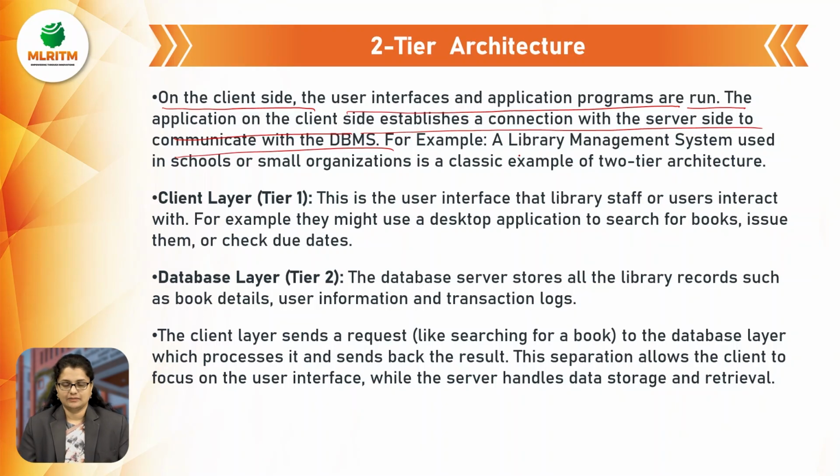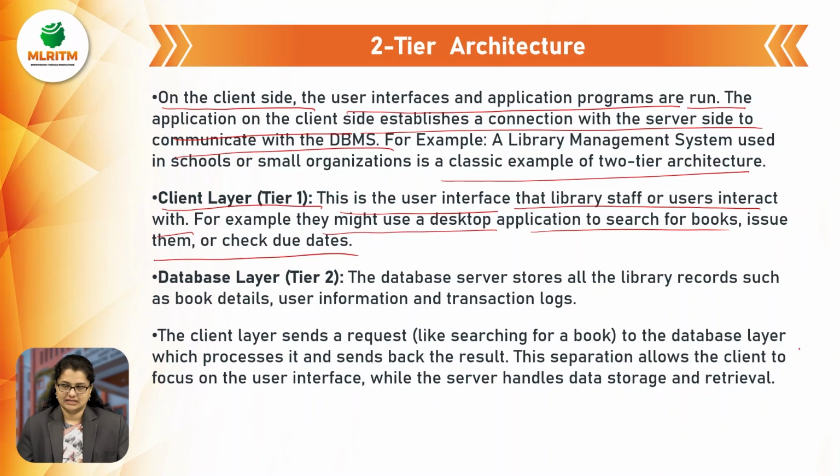For example, here I am giving an example of a library management system in any school or any organization or institution. This is simply Tier 2 architecture. Here, the client layer is treated as the Tier 1 layer. This is the user interface; the library user may use a desktop application to search the books, issue them, and check dates, everything. And the database layer is the Tier 2 layer. The database server stores all library records such as book details, user information and transaction logs.